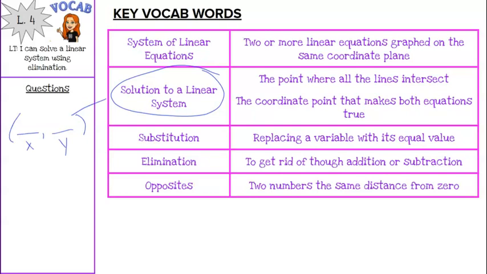Substitution is one of our solving methods and is replacing a variable with its equal value. And then our final way of solving, elimination, is to get rid of through addition or subtraction. And to eliminate, we do need opposites, because opposites are two numbers the same distance from 0, like 3 and -3. If I add those two together, they become 0. So that eliminates those numbers.